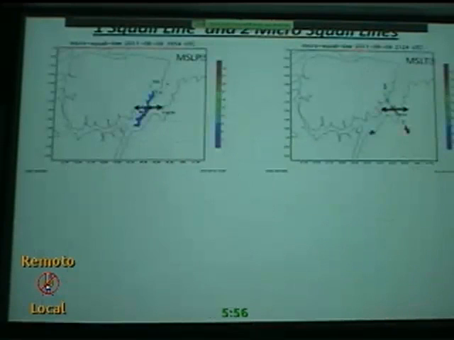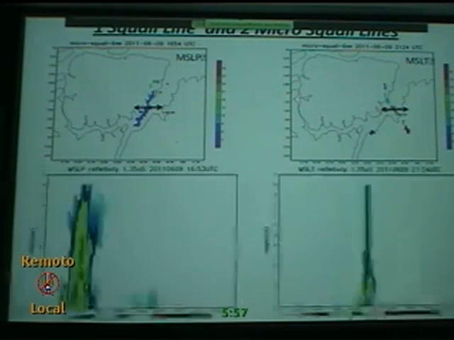So when I was seeing this, I was thinking maybe this squall line formed here because the wind came through the bay and converged with the wind coming from here. And it could be this, but I was thinking this is a shallow convection. And this is a transversal the same day.